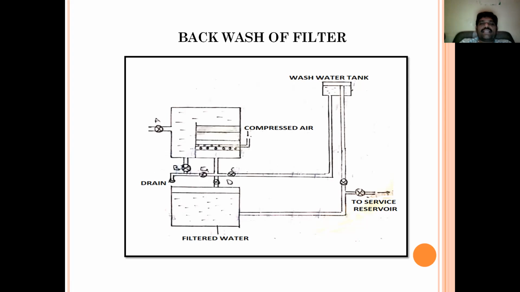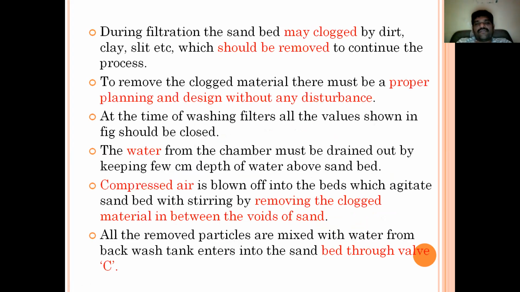Once the voids are released because of the action of compressed air, slowly open valve C, and water enters from the wash water tank to the filter media. After a period of time, valve C will be closed and valve B will be opened slowly, as the water is mixed with the particles removed from the voids of the granules or sand bed, and the same water will be drained off by opening valve B slowly. This is about the backwash of a filter.